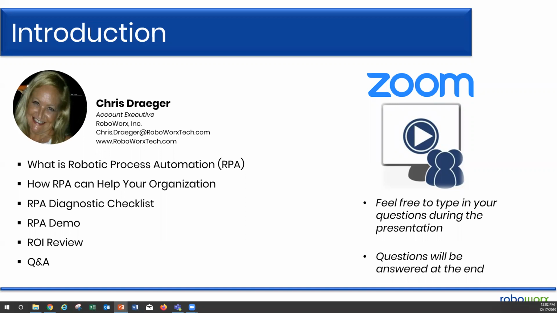We have an RPA Diagnostic Checklist, which is really helpful in evaluating which processes to automate. Then we're going to talk a little bit about ROI for RPA. It's a really interesting way to see how you can recoup your investment for this type of automation. And then we'll have a Q&A at the end. Feel free during the presentation to type your questions in, and at the end I'll be able to answer them. We've allocated 15 minutes at the end. We'll go till the bottom of the hour, 12:30, and then we'll have 15 minutes for questions.